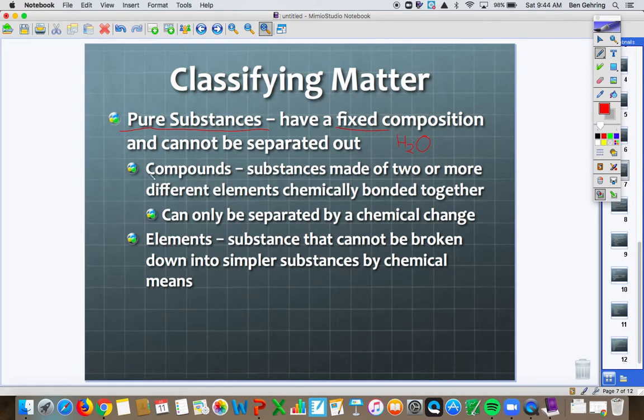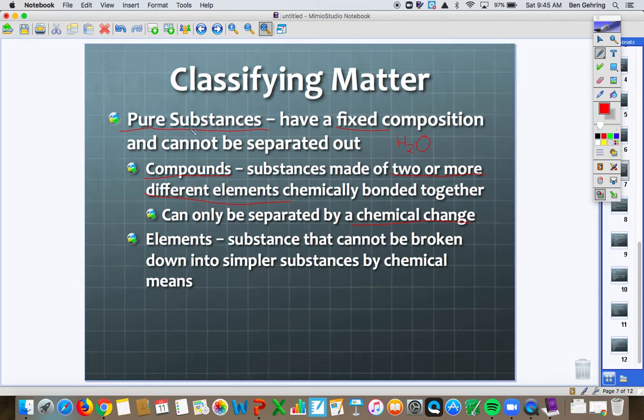So compounds are one type of pure substance. Water is an example. A compound has 2 or more different elements chemically bonded together. So we can't separate these hydrogens and oxygens and still have water. And we can't physically pull these two apart anyways. I can't take a water molecule and split it and say, here's the hydrogen over here, and here's the oxygen over here. It doesn't work that way. We can use a chemical means, a chemical change, and we can separate them absolutely, but we cannot physically separate them. It's a much more in-depth process than that.